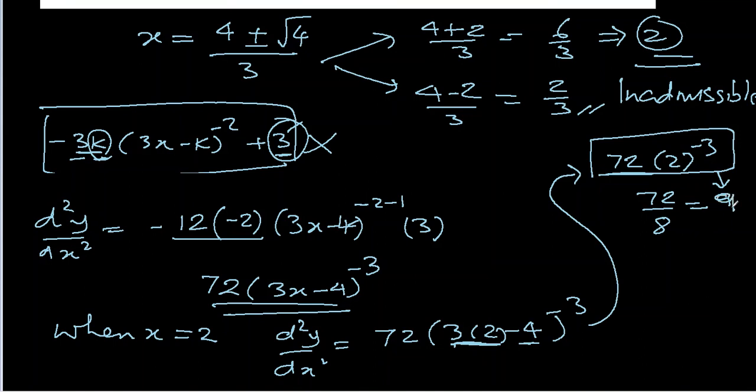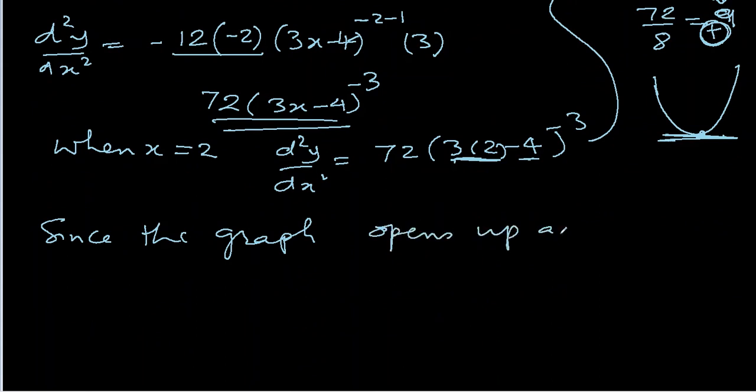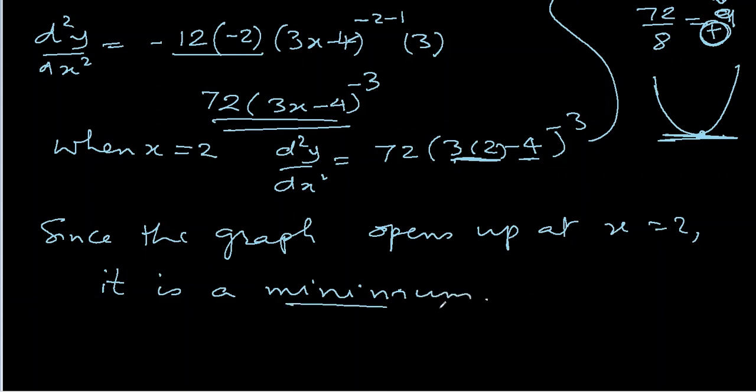But we are not interested in value. We are interested in sign. This is positive. Whenever the second derivative is positive, that means it is opening up. That part of the curve is opening up. That means the point we just had, x equal to 2, is a minimum. So we'll write, since the graph opens up at x equal to 2, it is a minimum point. The nature of this point is minimum. Let's see the next part.